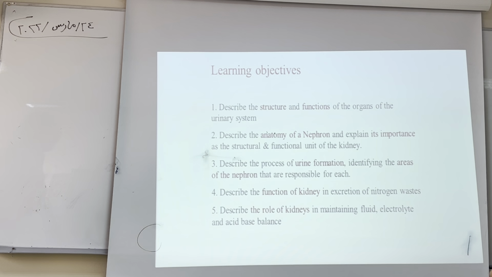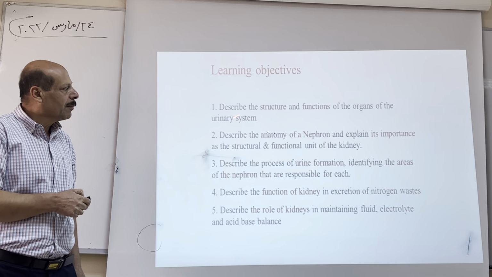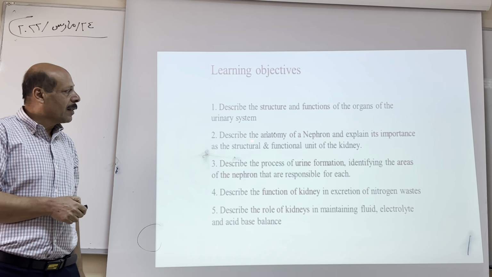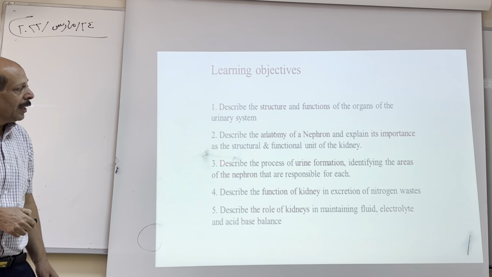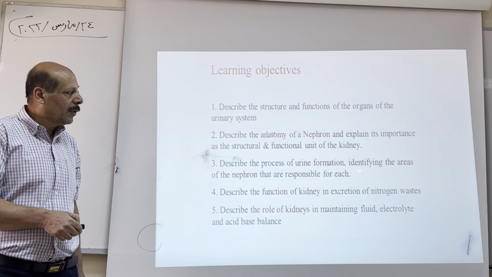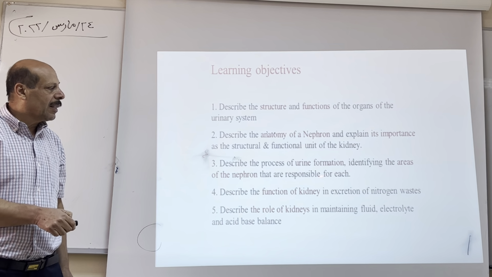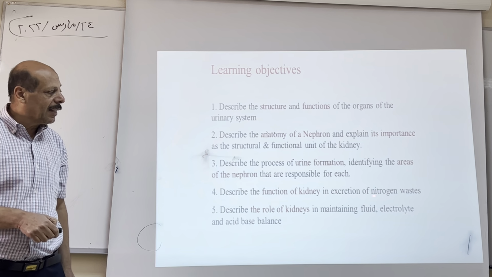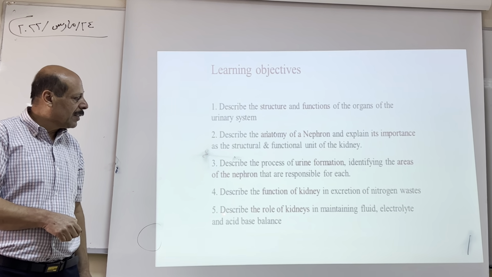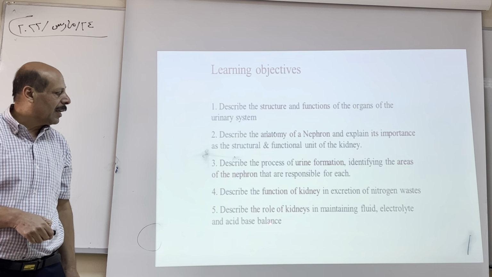Now our objectives that we will cover during this session: we will describe the structure and function of organs of the urinary system. Already we discussed it previously. Describe the anatomy of the nephron, also it was in the last session. Describe the process of formation of urine and identify the area of nephron and their responsibility in each. Describe the function of the kidney and excretion of nitrogen waste, and describe the role of the kidney in maintaining the fluid, electrolyte, and acid-base balance.